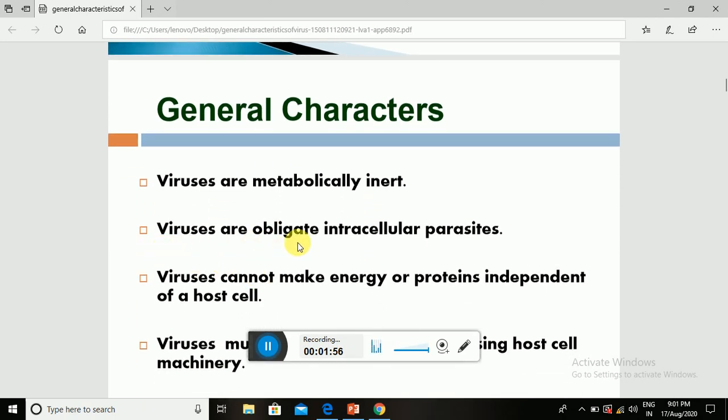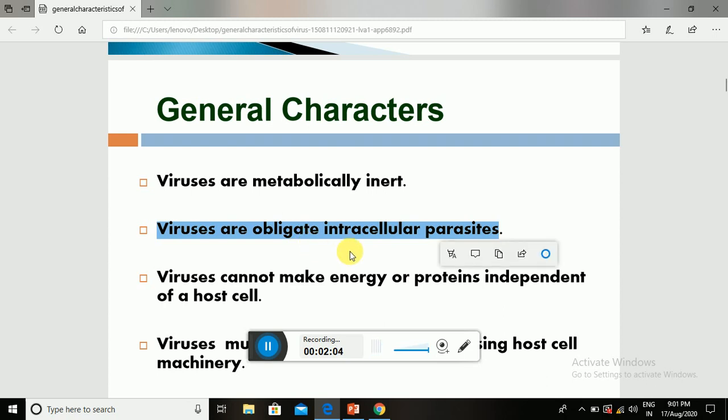Viruses are obligate intracellular parasites. Obligate means they must have a specific host. Intracellular parasites means they are parasites inside the cell. They depend on the host cell for their metabolic activities and for multiplication. Viruses are obligate intracellular parasites.